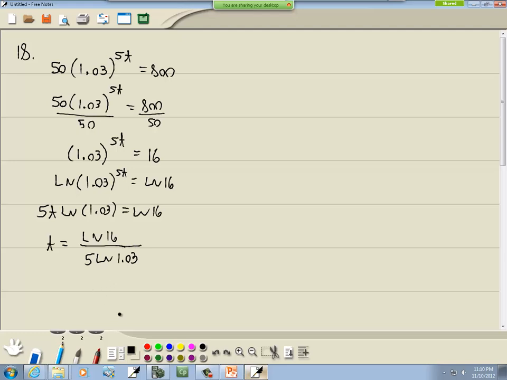Now you have to be careful when you plug this in. If you have more than a single number or a single variable on top and bottom of your fraction, you want to put parentheses around it. So when you plug this into your calculator, you have to put parentheses around the bottom part. Now the top part's just natural log of 16. That's considered like one number.